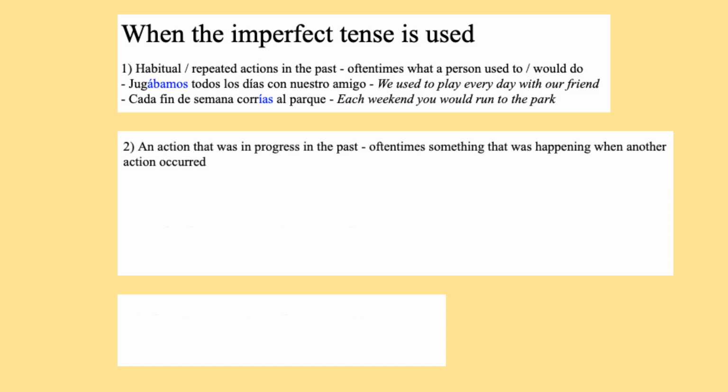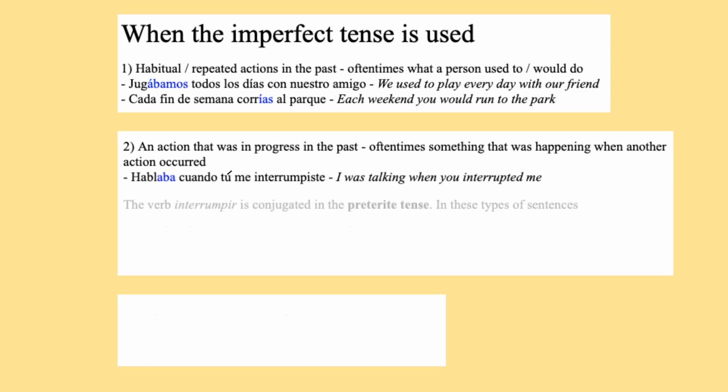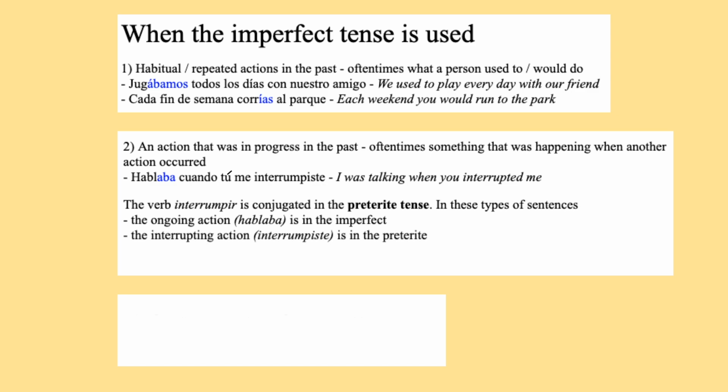Also, the imperfect can be used for an action that was in progress in the past. This can refer to something that was happening when another action occurred. Hablaba cuando tú me interrumpiste. So you should notice that the verb interrumpir is conjugated in the preterite. In these types of sentences, the ongoing action, in this case hablaba, is in the imperfect. The interrupting action, in this case interrumpiste, is in the preterite. And we will explore the preterite in the next lesson.